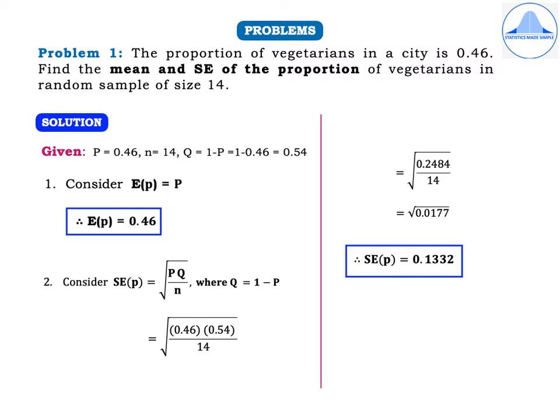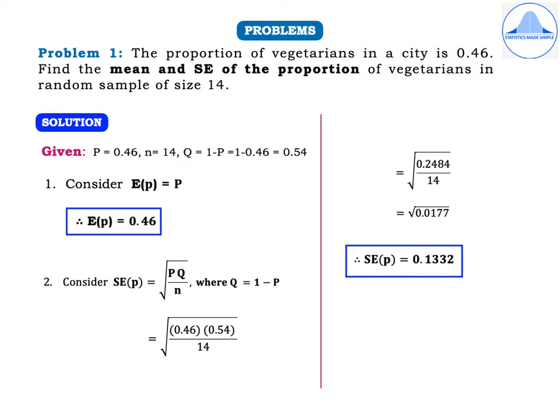Write given. The first sentence says that the proportion of vegetarians in a city is 0.46. So a city is taken as a population and the proportion of the population is denoted by capital P. So under given, you have capital P is equal to 0.46. Then the sample size is 14. So n is equal to 14. Then find out Q, which is 1 minus P, which is 1 minus 0.46, which is equal to 0.54.